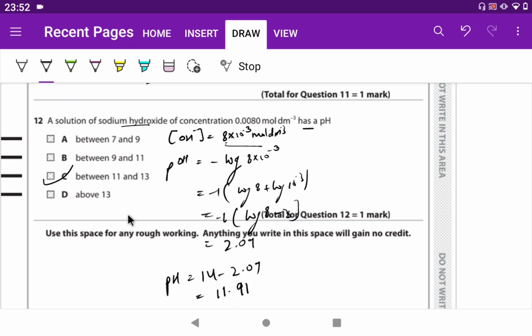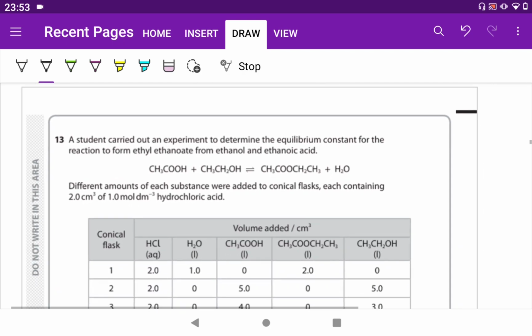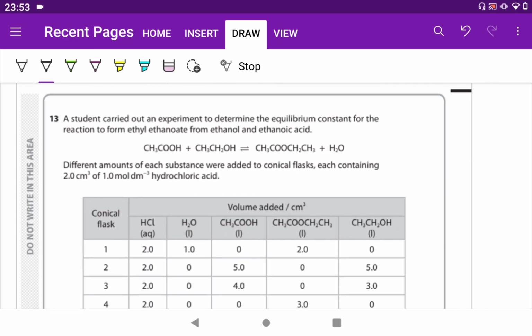So it is in between this. So the 12th answer is C. Now question 13. A student carried out an experiment to determine the equilibrium constant for the reaction to form ethyl ethanoate from ethanol and ethanoic acid. Okay, this and this.